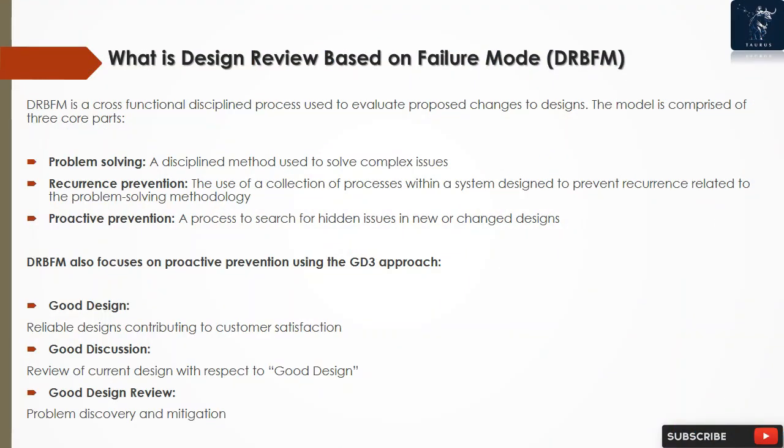What is design review based on failure mode, DRBFM? DRBFM is a cross-functional disciplined process used to evaluate proposed changes to designs. The model is comprised of three core parts. Problem solving, a disciplined method used to solve complex issues. Recurrence prevention, the use of a collection of processes within a system designed to prevent recurrence related to the problem-solving methodology. Proactive prevention, a process to search for hidden issues in new or changed designs.